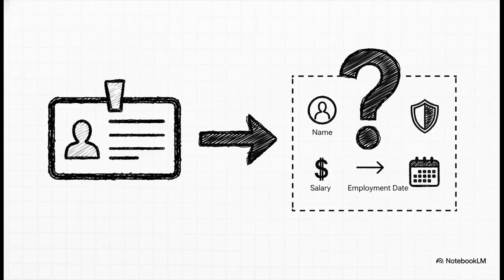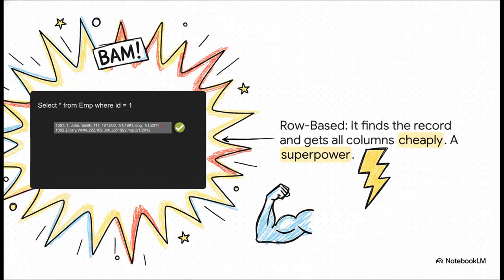The query this time is, fetch the entire record for the employee with ID number 1. This is something you do all the time, like when an app needs to load a user's complete profile page. And now, oh, how the tables have turned. The row-based store absolutely shines here. It finds the one block that contains ID 1, and bam, all the data, name, SSN, salary, everything, it's all right there together in one single cheap read from the disk.